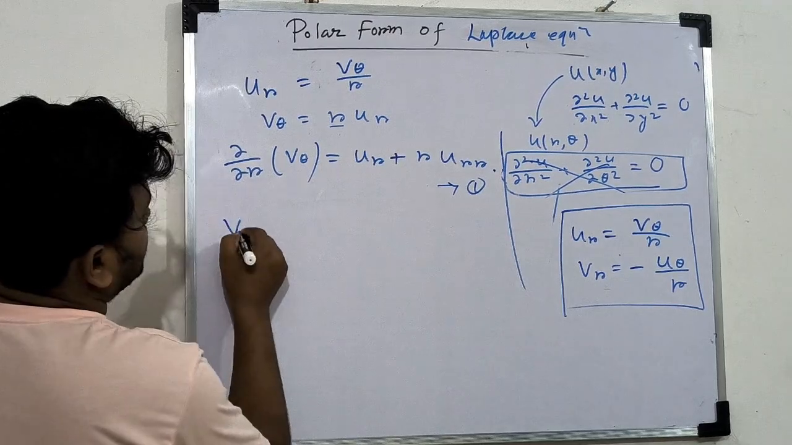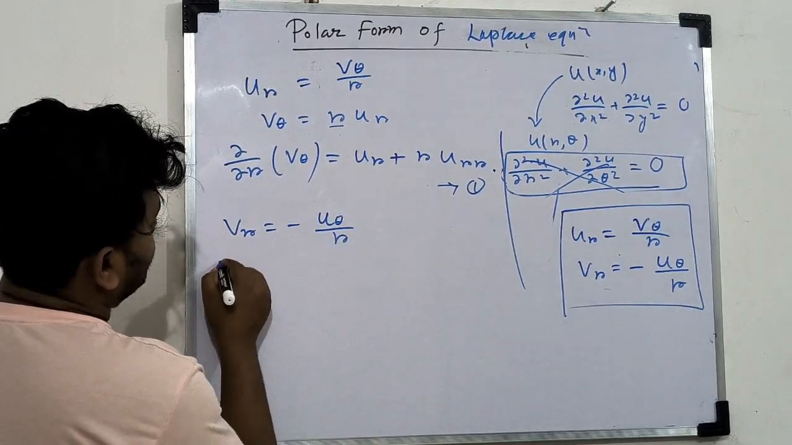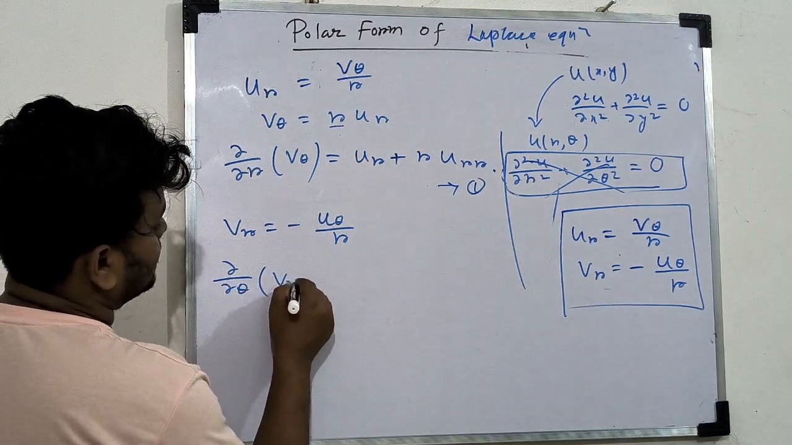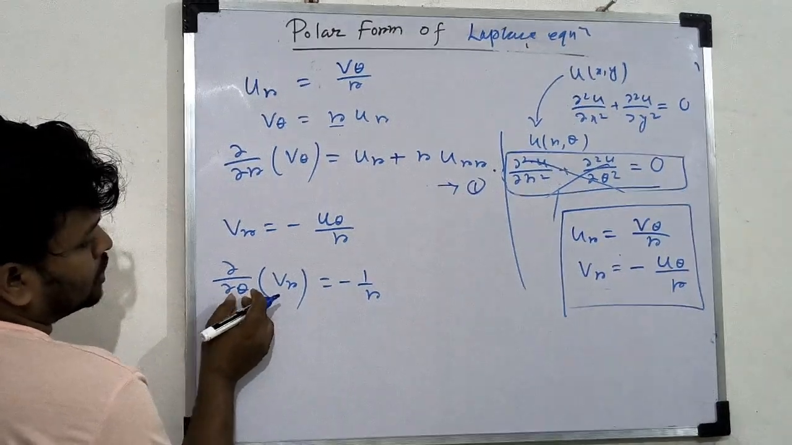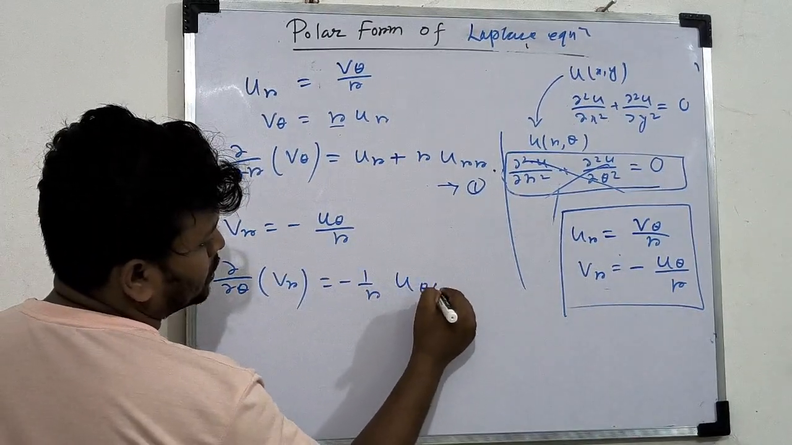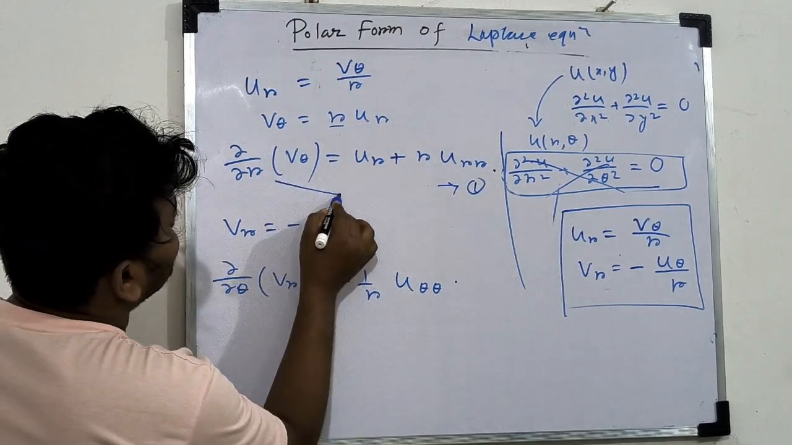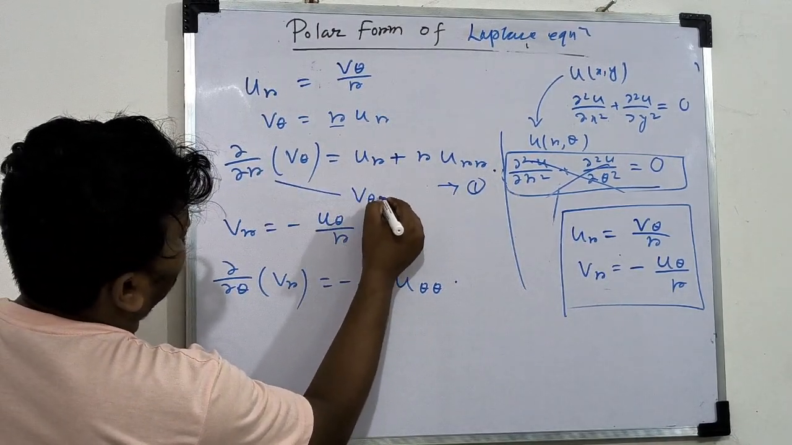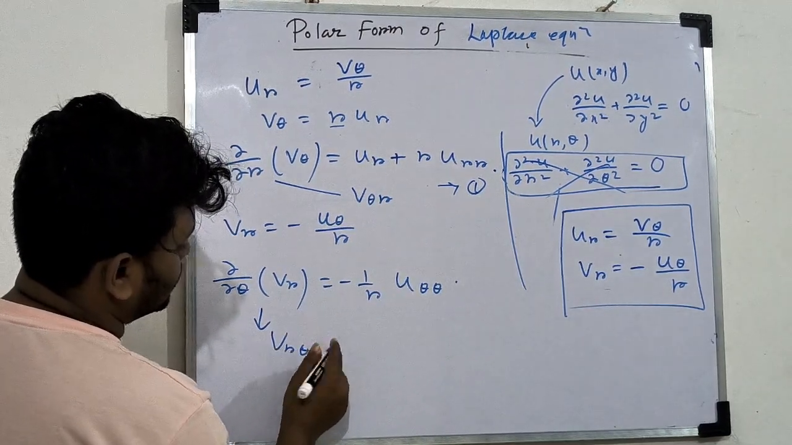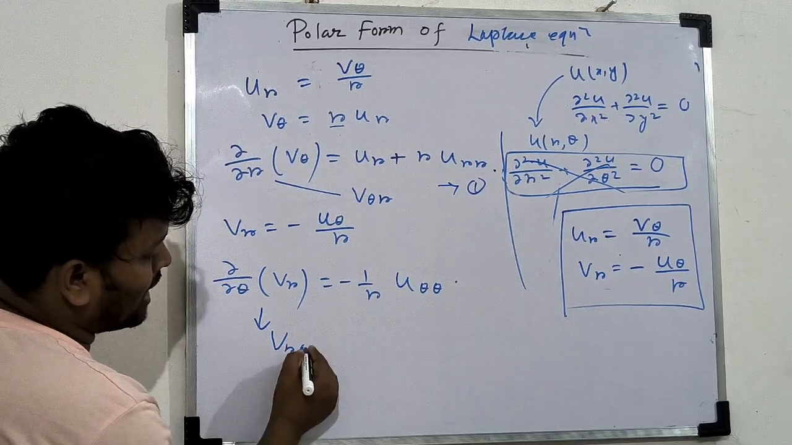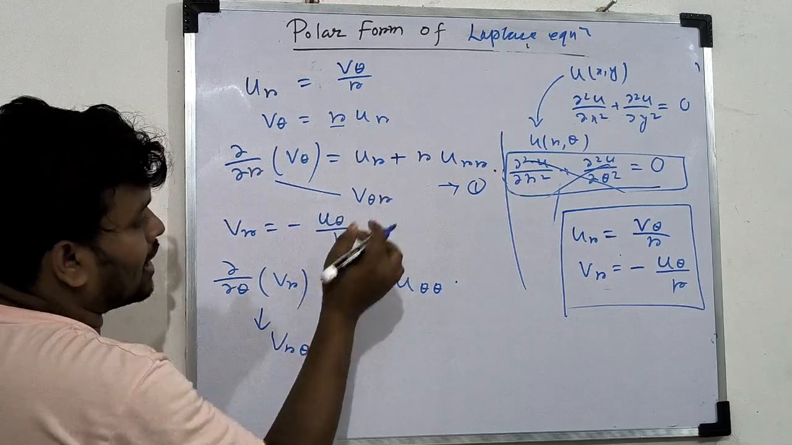And when we take the second equation, that is v r equal to minus u theta divided by r, we take the derivative with respect to theta. So r is a constant and u theta becomes u theta theta, that is the double derivative with respect to theta. So this is v theta r first, and this is v r theta: we take the derivative first with respect to r and then theta, and here we take the derivative of v with respect to theta first and r second.